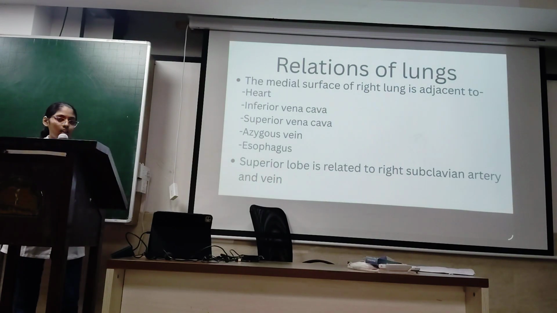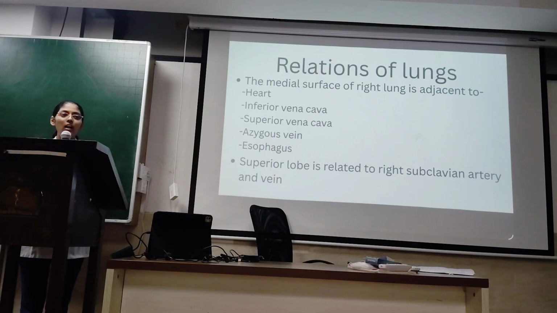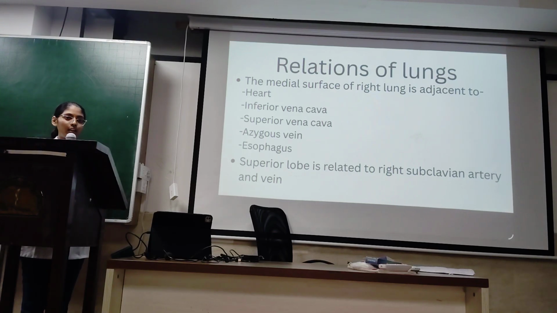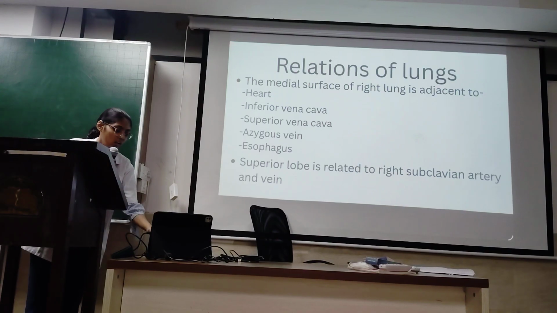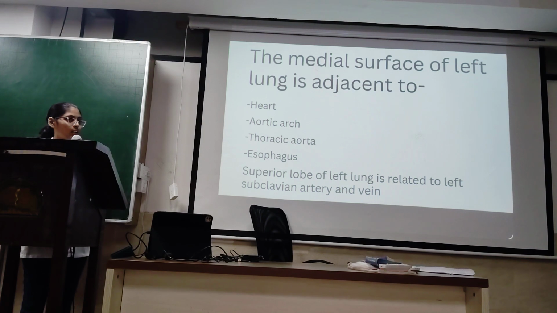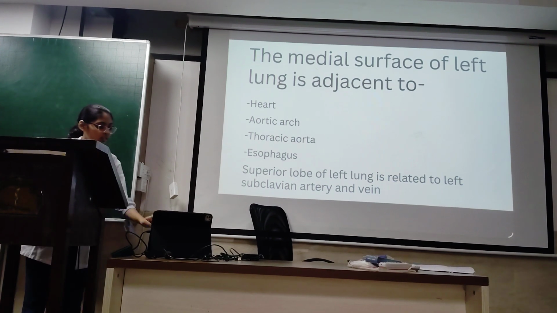Now the relations of the lung. The medial surface of the right lung is adjacent to structures. These structures are the heart, esophagus, superior vena cava, inferior vena cava, azygous vein. And the superior lobe is related to the right subclavian artery and right subclavian vein. Then the medial surface of the left lung is adjacent to heart, aorta, thoracic aorta, aortic arch and esophagus. And the superior lobe of the left lung is related to the left subclavian artery and left subclavian vein.